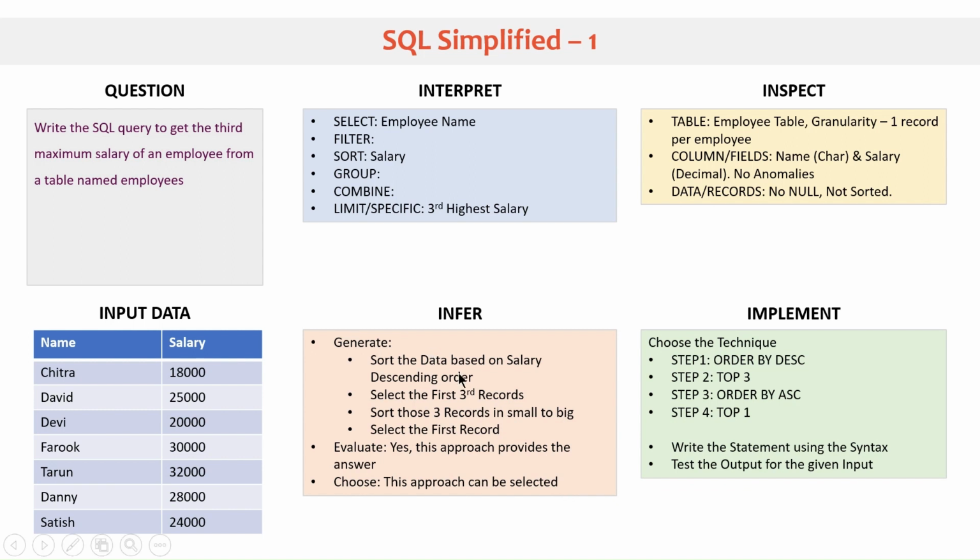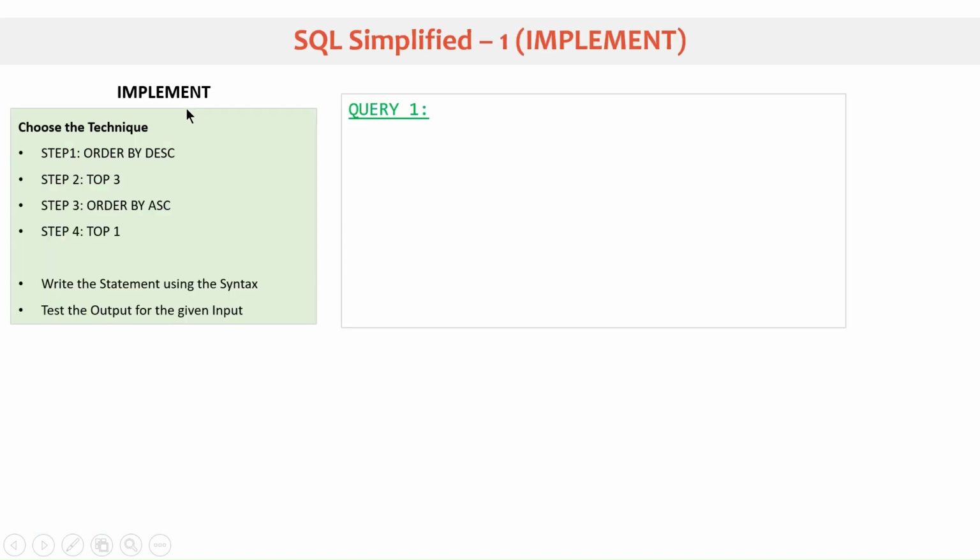For the first step, we can do order by salary descending, right? We will get the output. Then the second step could be choosing only top 3. And the third step could be order by ascending order. The fourth step could be top 1, right? So there are 4 steps involved, and now you can go and write the SQL statement using these 4 steps, which are specific to SQL. We have noted down those 4 techniques that we are going to write, and we are going to construct SQL.